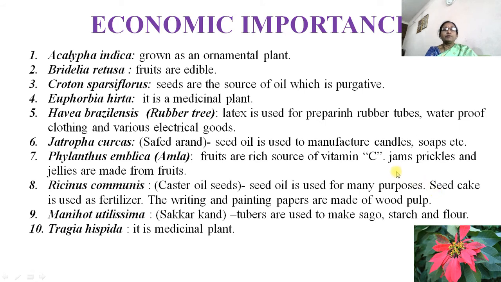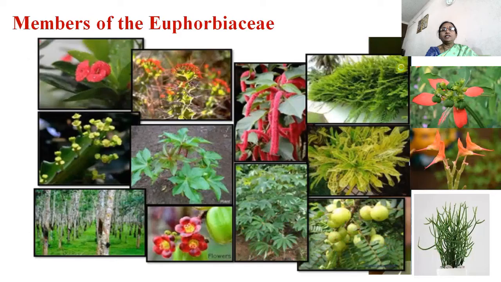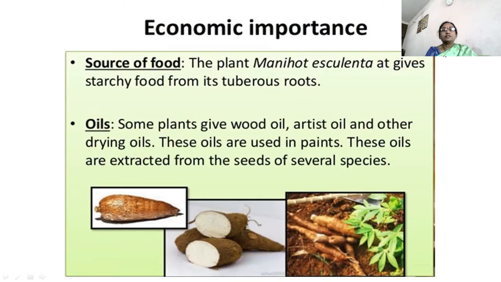Economic importance. Acalypha indica. Some plants are very important: some are important as ornamental plants, some are medicinal plants, some are rubber yielding plants, and some are oil yielding plants. Some yield good carbohydrates, and that's why the family is of great economic value. The members of Euphorbiaceae, these are some at a glance. These are also the members of the family.